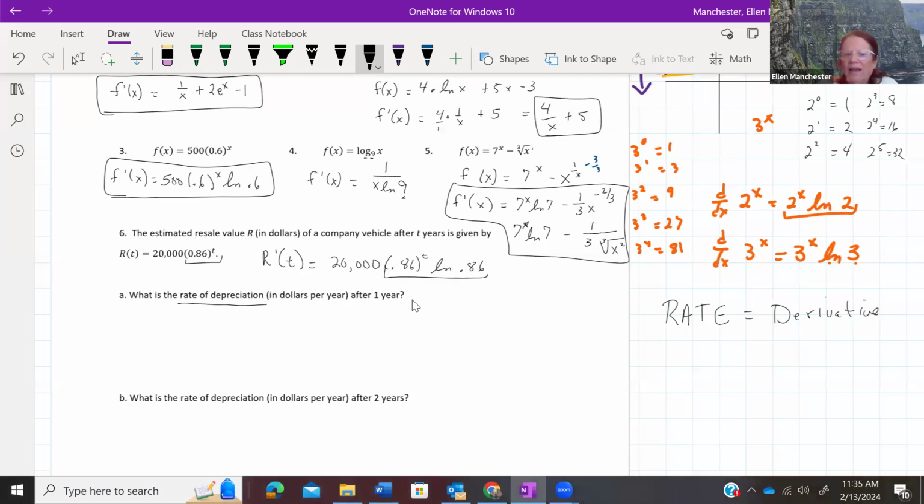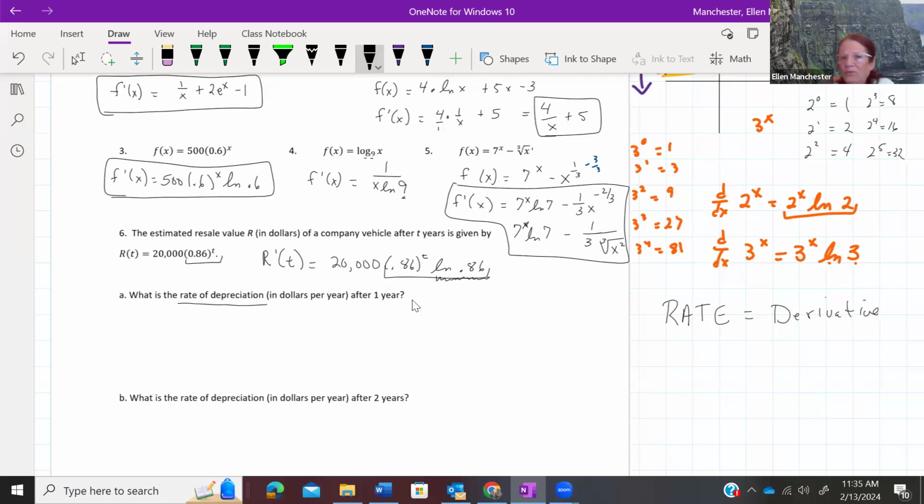Okay, we took this part right here. This is the derivative. And I cannot emphasize this enough. Put a big old star by this one, because you will see this on your test. This will be one of them that will be on your test and on the final. And I cannot tell you how many times students will do 20,000 times 0.86^t and forget the ln of 0.86. So this part right here, you have to remember that part. Okay, that's all part of the derivative of 0.86 raised to the t power.